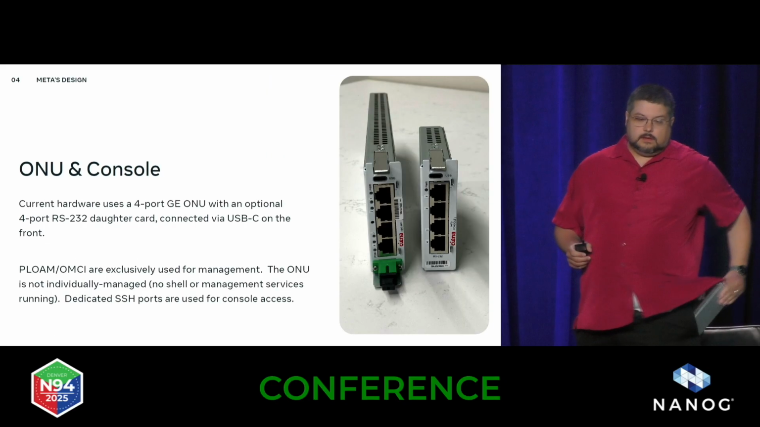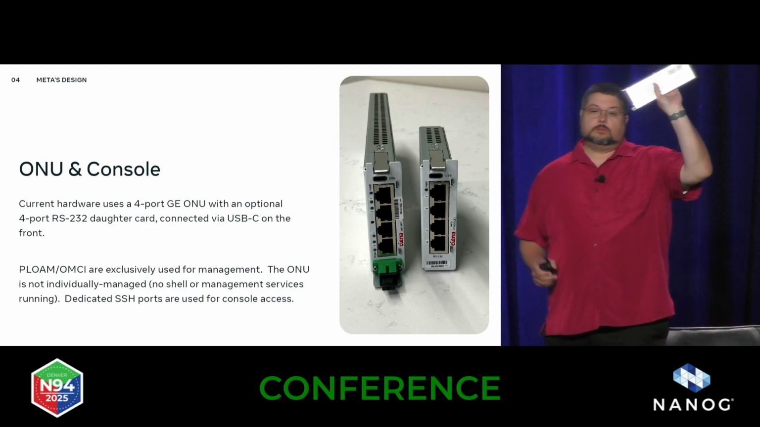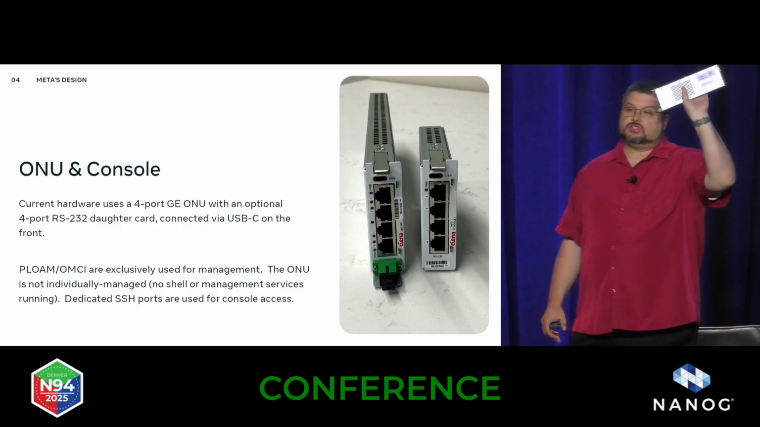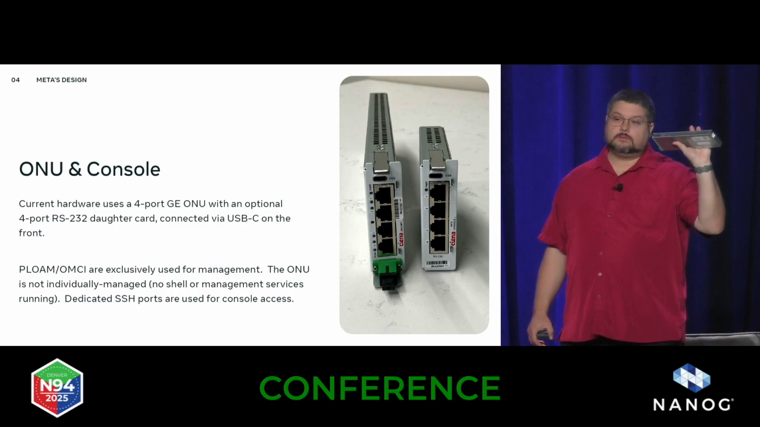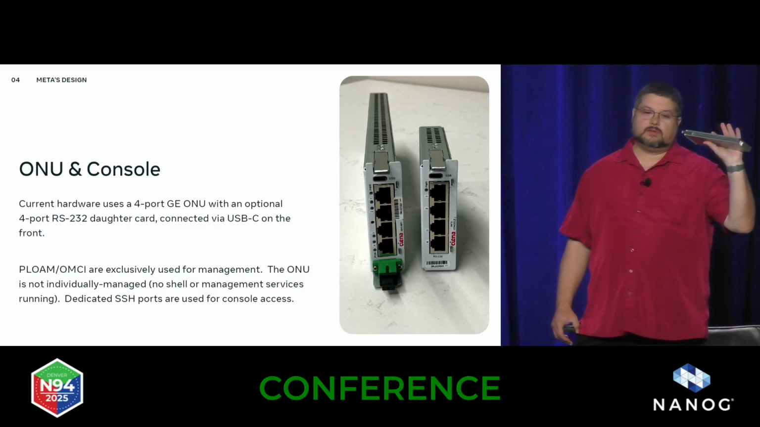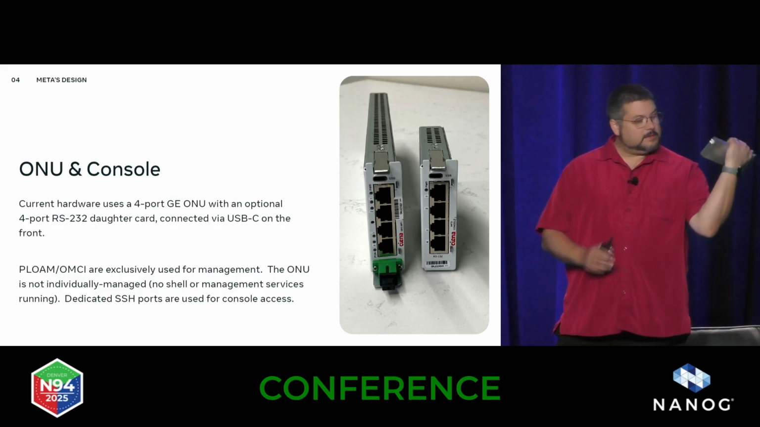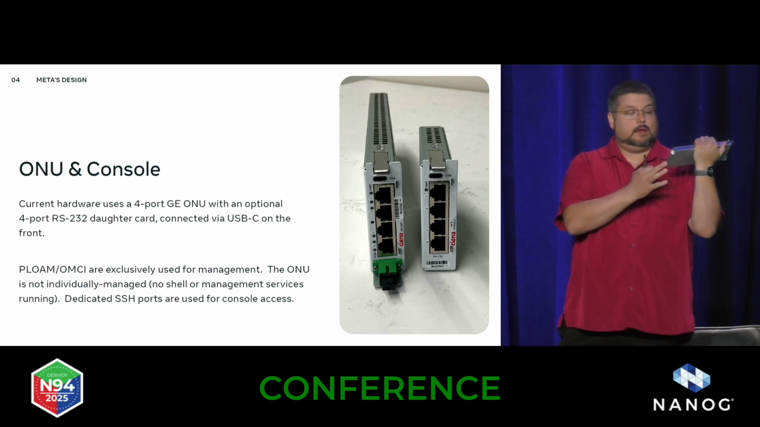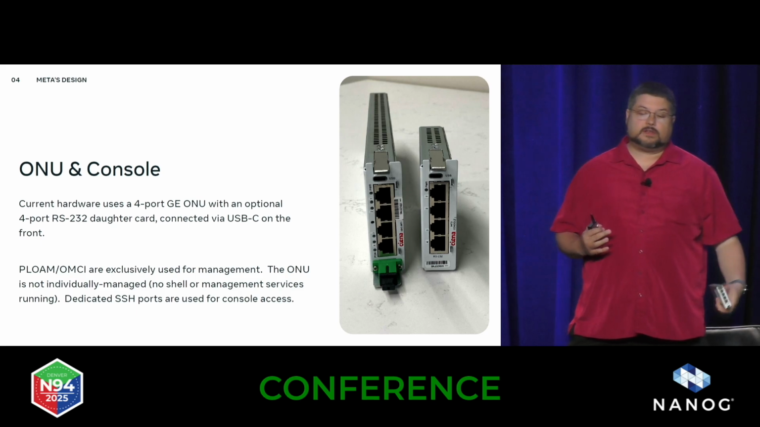So we have ONUs. Here's one. These ONUs are quite a bit bigger than you might see in a traditional residential deployment. They are made of metal for EMI because our data centers have quite a bit of interference. And at the back, they have power. What they don't have is any backplane connections because, as I mentioned, all of our connections are on the front.